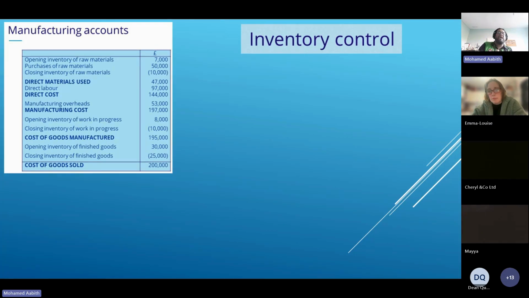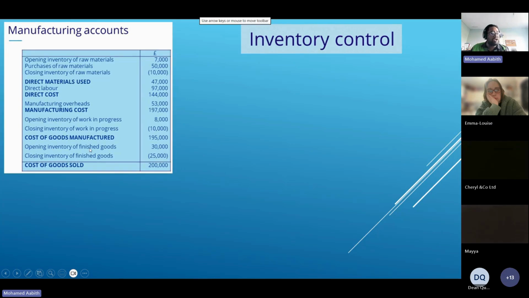But if you have anything at the end of your period, any new work in progress which is not completed, it gets taken away. It's always a case of opening inventory of anything gets added to the cost, and any closing inventory of anything not completed is taken away. So for the raw materials, any closing inventory of raw materials, taken away. Any closing inventory of work in progress, taken away.